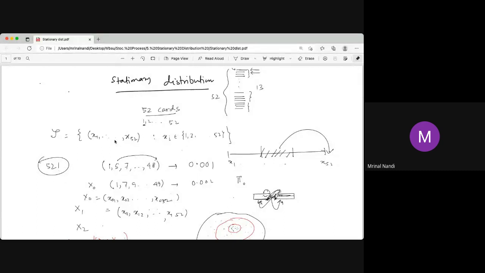So now, before the deal, we have to re-randomize. Actually, randomize uniformly on the 52 cards. Now there are 52 factorial many choices, 52 factorial many possibilities. Now each must be 1 by 52 factorial. But how many times do we have to shuffle? There are 2 types of shuffle we know.